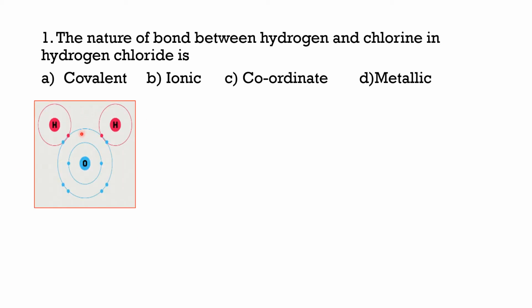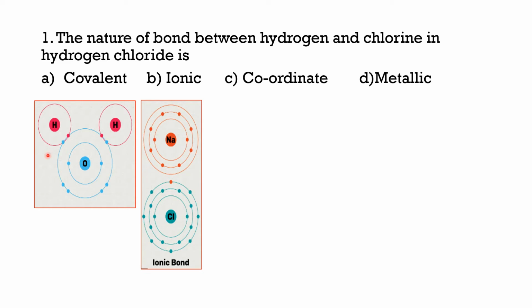First I am showing all the types of bonds so that you will come to know the answer for this. See here, the hydrogen is coordinating with the oxygen atom. Hydrogen shares 1 electron with the oxygen, and oxygen also shares 1 electron with the hydrogen. There is a mutual sharing between these two atoms. This we call the covalent bond. And the next one is the ionic bond.